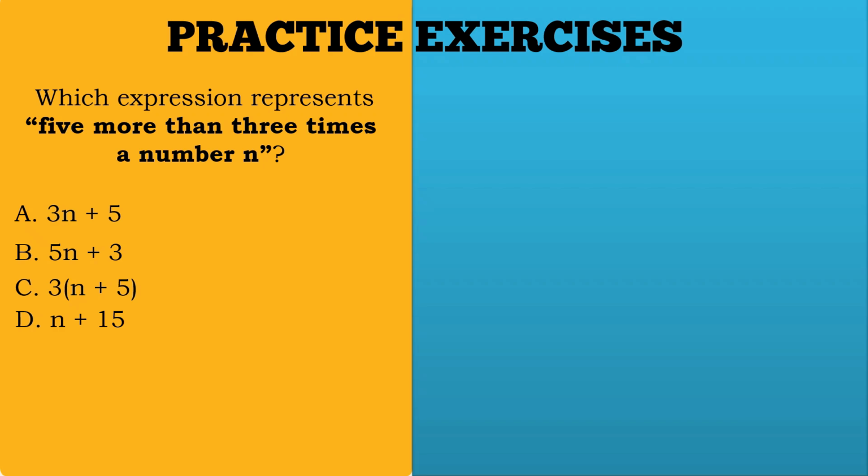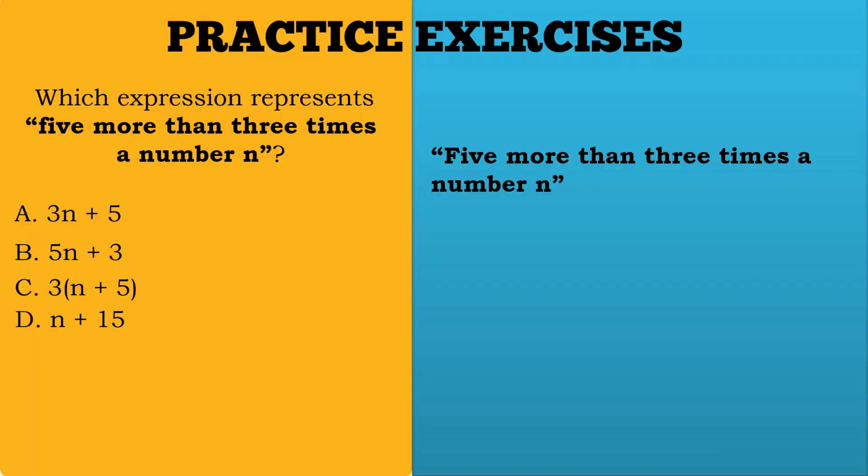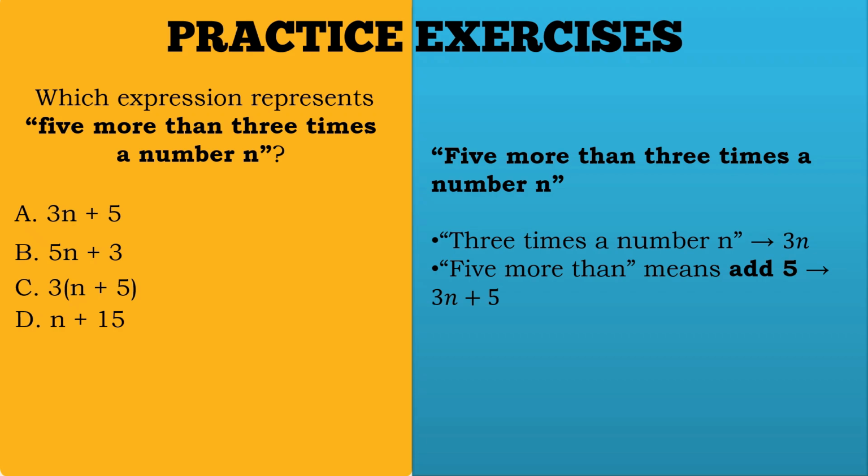Alright, let's translate first 5 more than 3 times a number n into mathematical symbol. First, we're going to translate 3 times a number n. This is equal to 3n. Next, 5 more than means add 5. So we have 3n plus 5. Therefore, our answer is letter A.